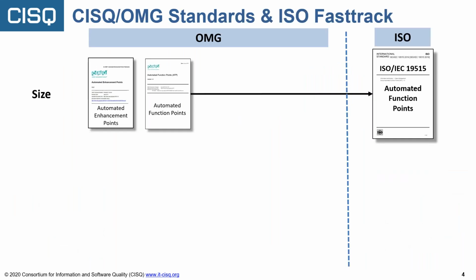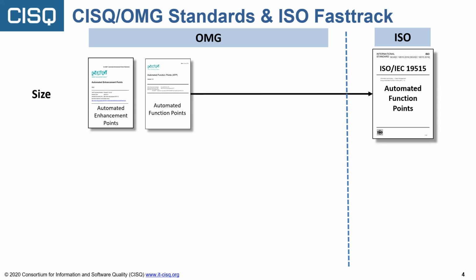So this is the work that we've done. The consortium was formed in 2010. Since then, we've produced both size and quality standards. You can see the two size standards here. Automated function points became very popular. In fact, it was submitted as a publicly available standard to ISO and was approved by ISO as a standard. There are a number of function point standards that ISO has approved. This is the one that talks about automating function points according to the definitions used by the International Function Point Users Group in their counting guidelines.